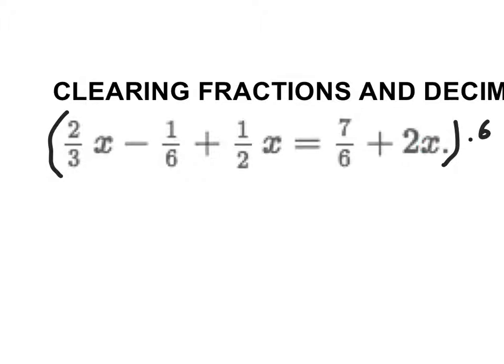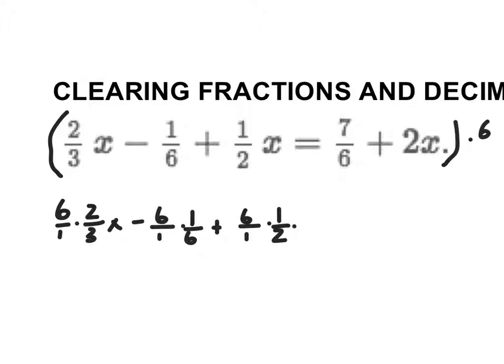So watch what I do. I'm going to do 6, and instead of just writing 6, I'm going to write 6 over 1 because we're dealing with fractions, times 2 over 3x, minus 6 over 1 times 1/6, plus 6 over 1 times 1/2 times x, and that's equal to 7 over 6 times 6 over 1 plus 6 over 1 times 2x. And we'll put this over 1, doesn't really matter.